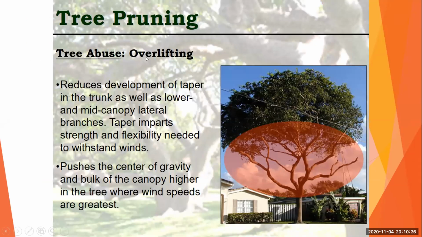Overlifting is another one. It's very bad, and it's very common. You remove only the lower part of the tree. Many people do this, and you have some power lines here. If you don't have a bucket truck, or you have only a pole saw, this is the only way you can do it, because from here to here maybe you have 12 feet, 15 feet.